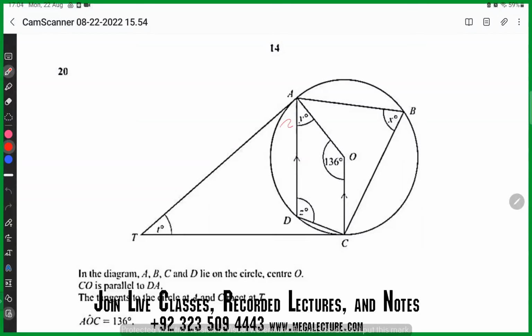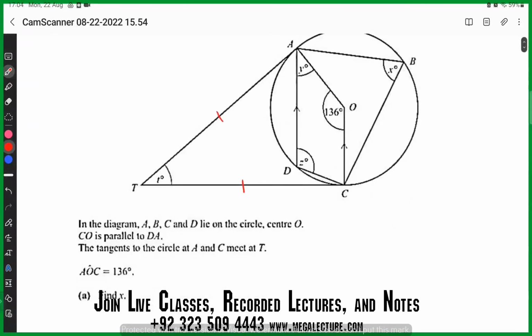This was also a property: AT and CT are two tangents meeting at the same point. So I told you guys that the length of this side and this side would be the same. This was basically a property, right? AOC is 136 degrees, that is given. You need to find X.